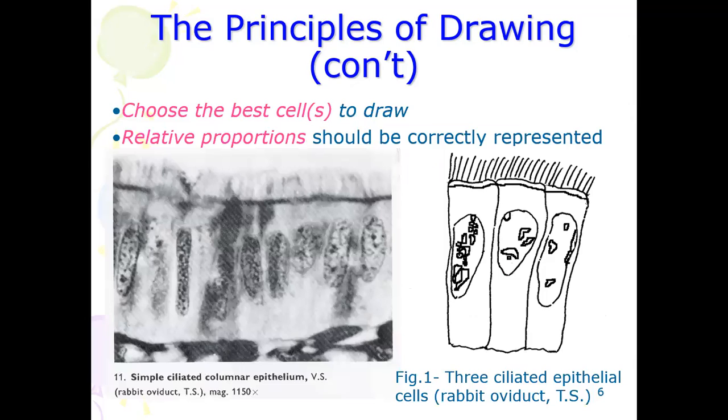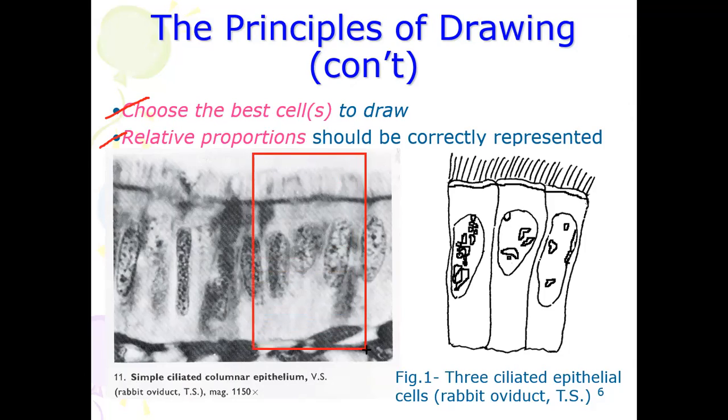Okay, next. Sometimes they will ask you to draw 3 cells. So you need to choose the best 3 cells to draw. If they ask you to draw 3 cells, say for example, you use the microscope and look into the slide and you can see this thing here. And the question asks you to draw 3 cells. So you cannot just simply choose 3 cells to draw one. You need to look around the specimen to choose for the 3 cells where the structures inside the cells are quite clear for you to see and to draw. Then you draw them. Okay, so you need to choose. And then relative proportions should be correctly represented. So you look at the drawing here. Now this one represents these 3 cells.